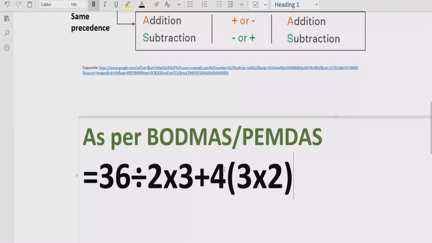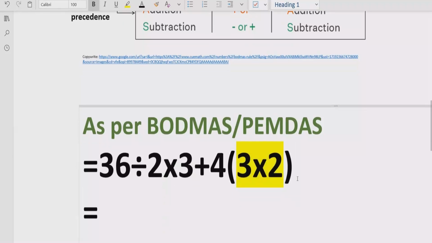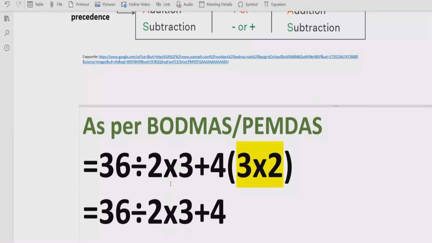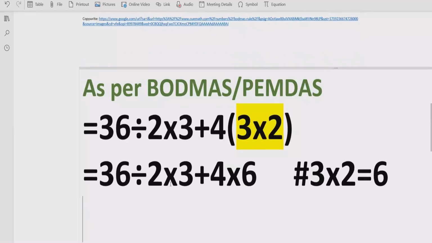According to the BODMAS and PEMDAS rule, we will first solve the bracket. First of all, we will solve this bracket, and the other parts we will write as it is: divided by 2 multiplied by 3 plus 4 multiplied by 6. Here we multiply 3 by 2, and now we give the reference: 3 multiplied by 2 equals 6.